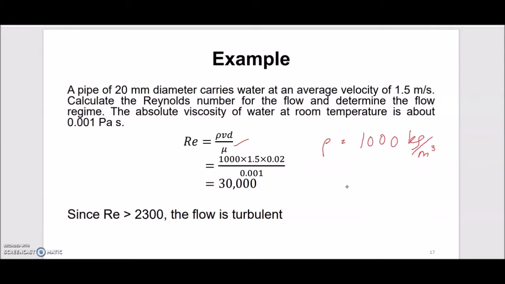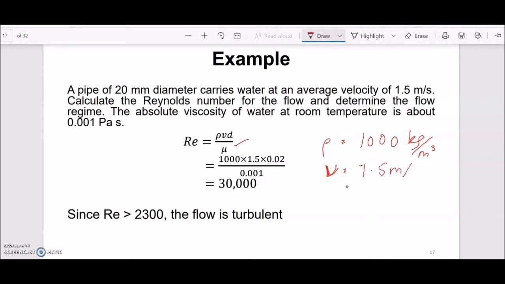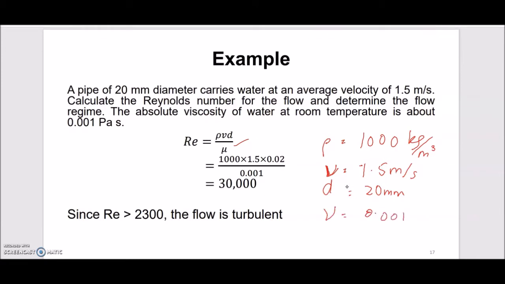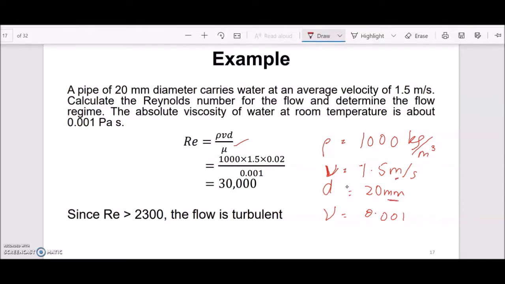And then we have the velocity given in the question, so velocity 1.5 meters per second. And then we have the diameter, 20 mm, and then the viscosity 0.001. So what we need to do? First, you need to convert the mm into meters.